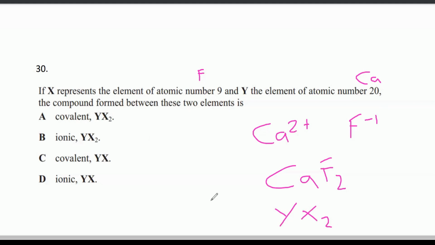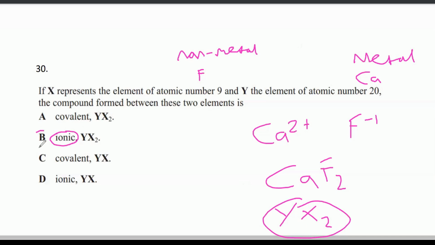And that means it's going to be YX2. Now, is it covalent or is it ionic? Well, calcium's a metal, fluorine or fluoride ions are non-metal. So this is ionic and the formula is YX2.